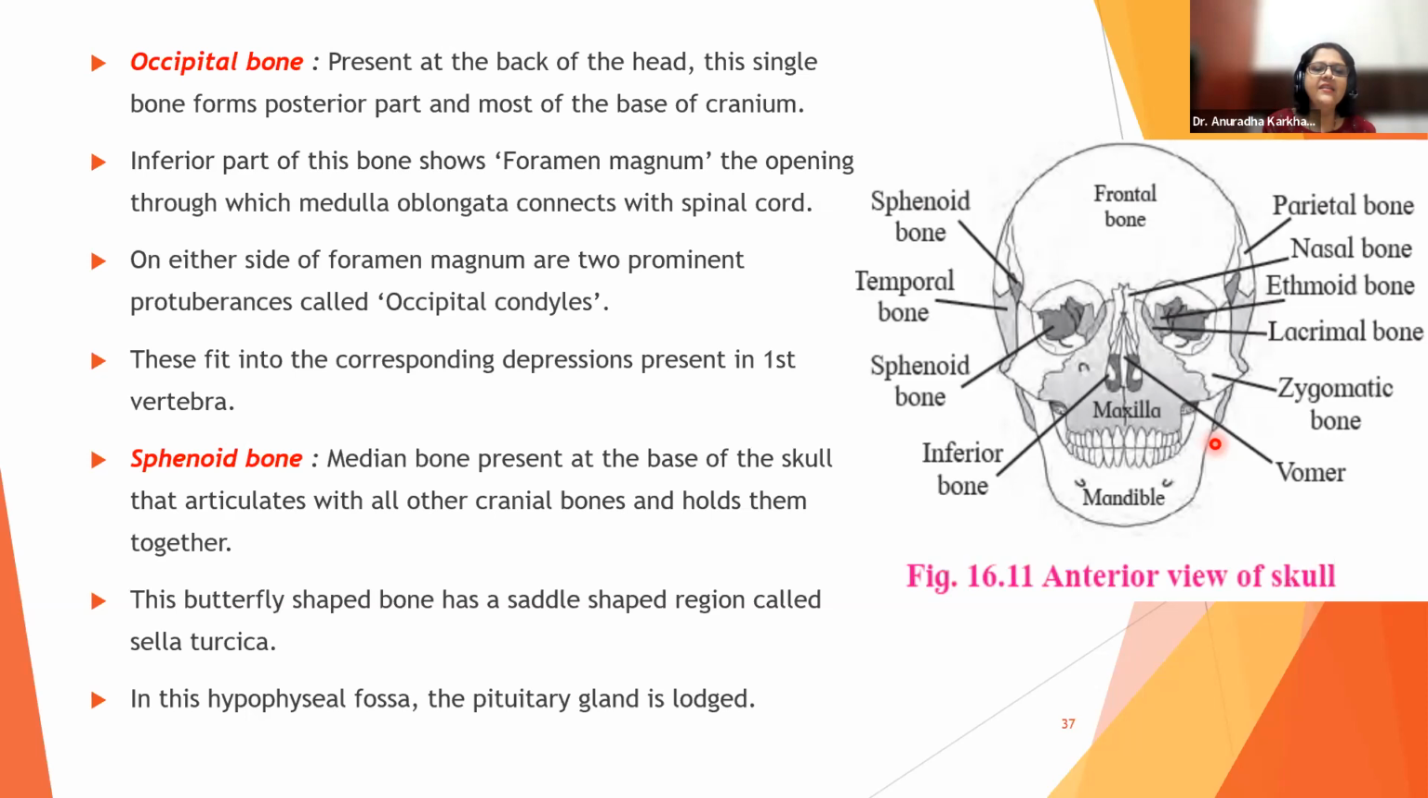Okay, and it is the one which is going to be articulating with all the bones of the cranium. सबके साथ इसका articulation है. That's the sphenoid bone. Okay, in this the hypophyseal fossa is present, in which the pituitary gland is lodged. I hope you all remember this. Hypophyseal fossa of the sphenoid bone contains the pituitary gland. And that time I had told you all I'll be talking more on this sphenoid bone in the chapter of locomotion. ऐसा मैंने तब आपको बताया भी था, है ना? तो this is going to be your sphenoid bone.